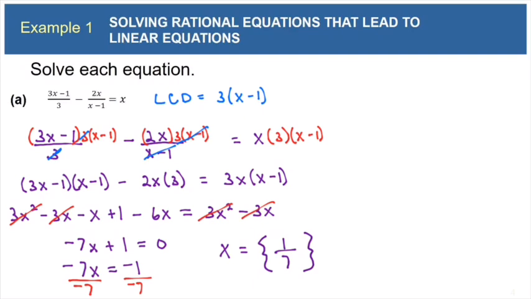Now, if you wanted to check your solution, you certainly could plug 1/7 back in here and go through the simplifying steps to verify that the two sides match. That would be an option, but it's not going to be something that's required as part of the solving process. So let's just move on to the next example.